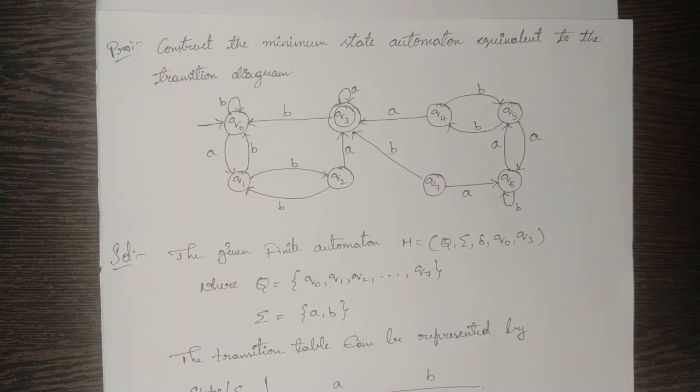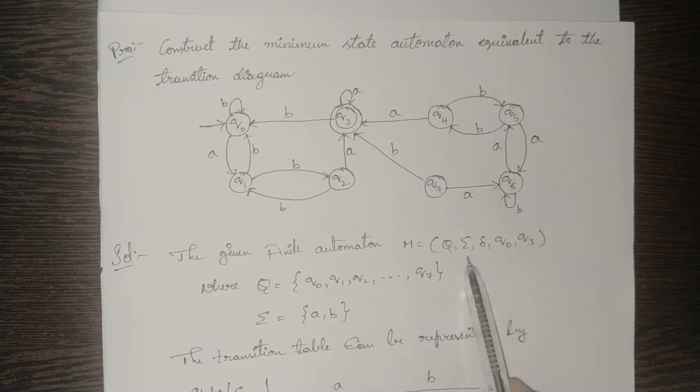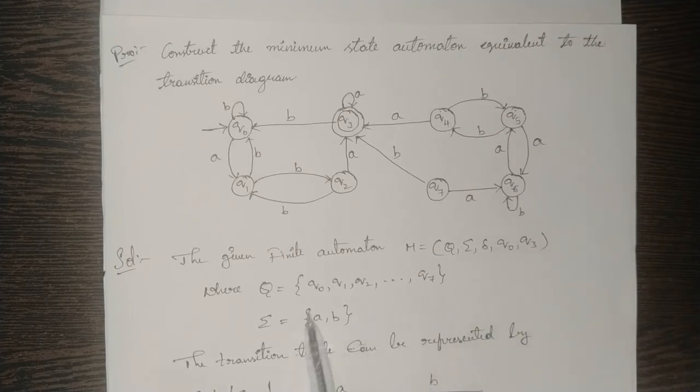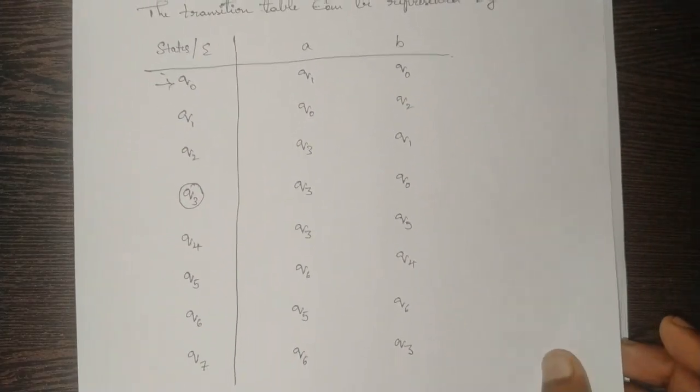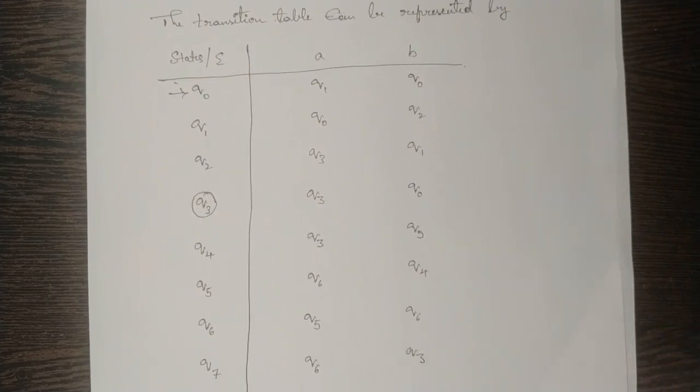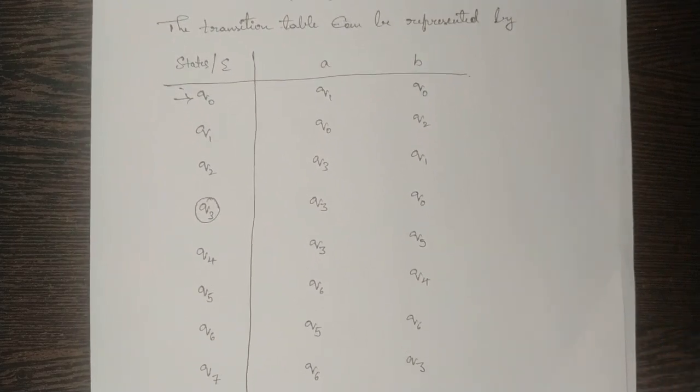The given finite automaton has a set of states, set of inputs, transition function, initial state, and final state. So the set of states is Q0 to Q7 and the inputs are A and B. And the transition table can be represented like this. Carefully note this table, which is made by using the above diagram.